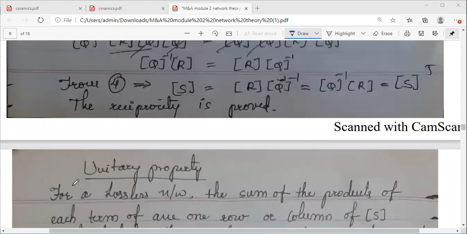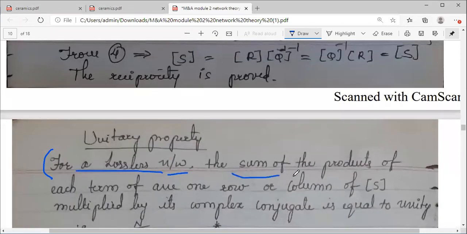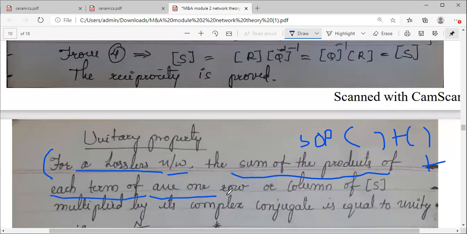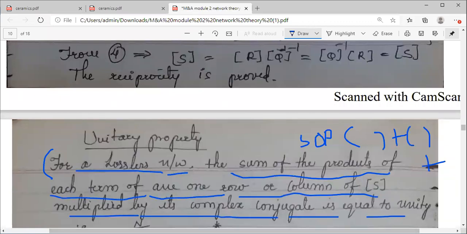As I said, the unitary property is applicable whenever we consider a lossless network. For a lossless network, I'm giving you the definition, the statement of this property. For a lossless network, the sum of products of, you know what SOP is, right? Sum of products of something like this, plus something like this. So the sum of products of each term of any one row or column of S multiplied by its complex conjugate is equal to unity.